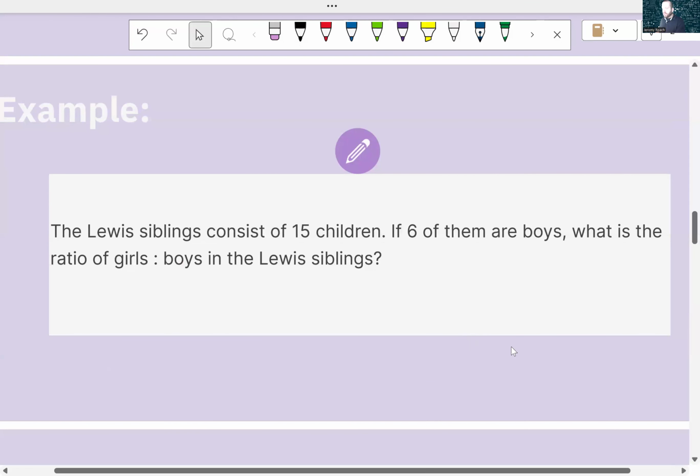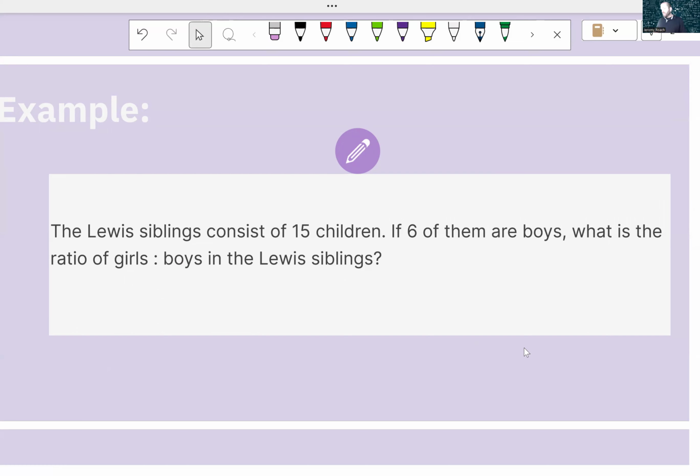Let's look at another example. Here it gives us the total. So it says the Lewis siblings consist of 15 children. If 6 of them are boys, what is the ratio of girls to boys in the Lewis siblings?